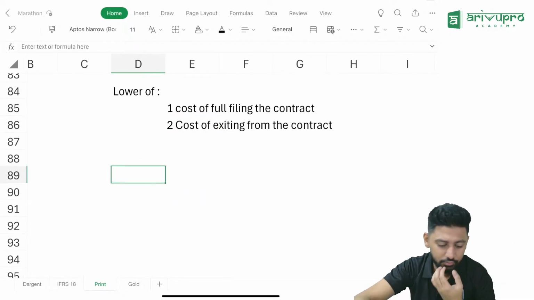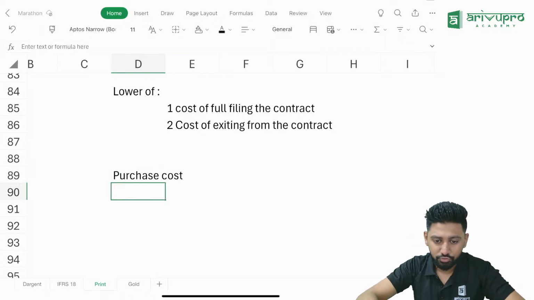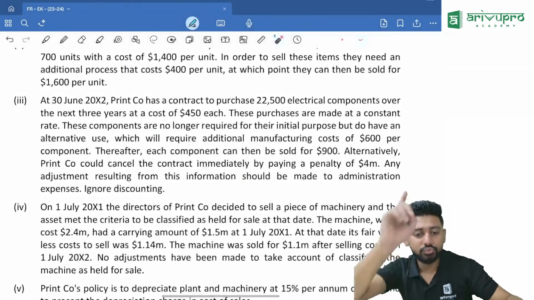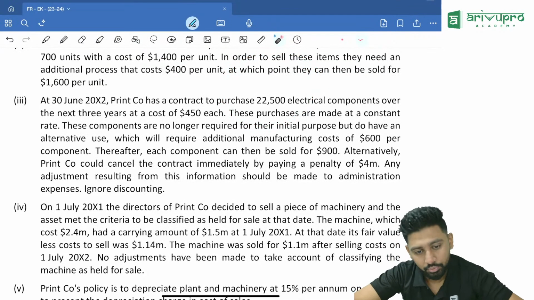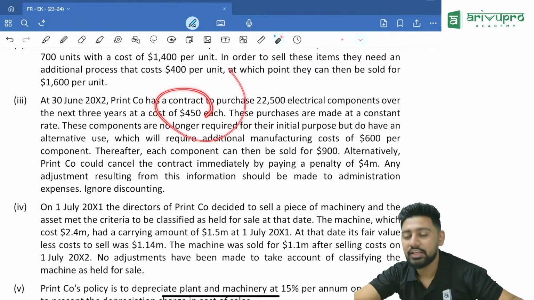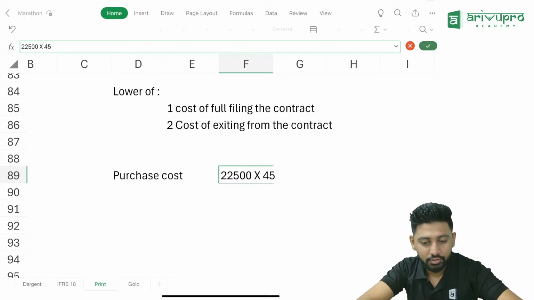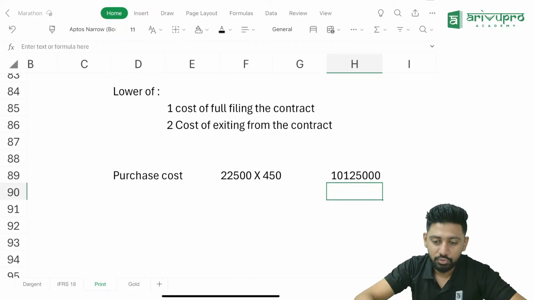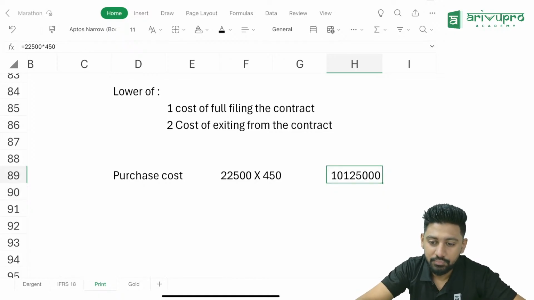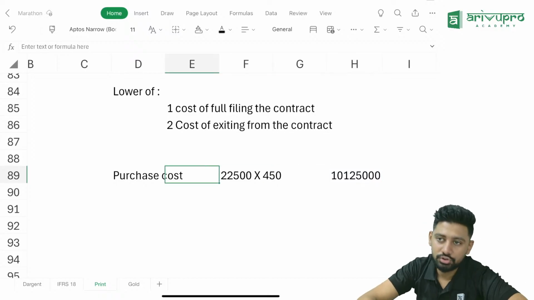Keep your pens down. Look here. Now, if you're going to purchase the contract, your purchase cost will be how much? 22,500 electrical components at 450 each. So 22,500 into 450 gives you 10,125,000. Okay, super. Now this is going to be my purchase cost.